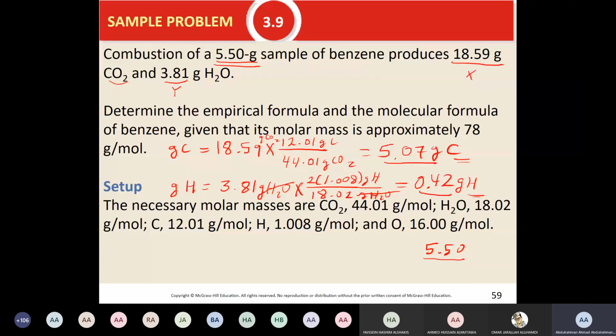I will try to find the empirical formula. Can you do it? This is C2H. This is carbon, this is hydrogen. You should write first mass and then moles and then divide by smallest number. Okay, now what's the mass? What is the mass we have for the carbon? What is it? 5.07 gram. Hydrogen? 0.42 gram hydrogen. Change it to mole.